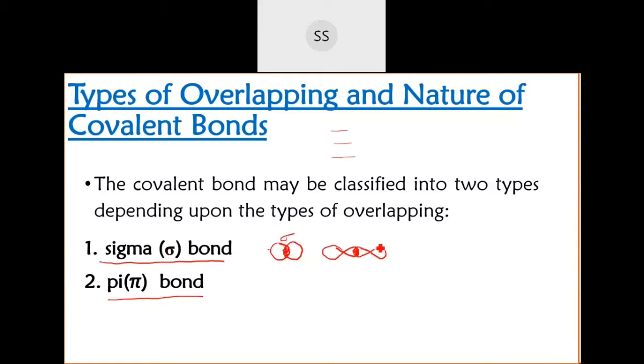So here I can just write sigma. Sigma is denoted, you see how the symbol is, like this we write. So that is sigma bond.